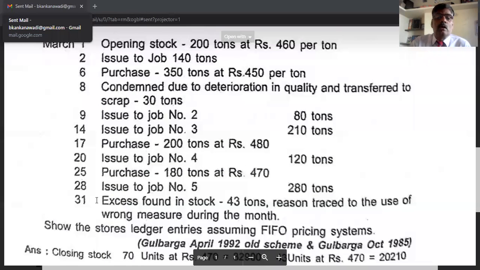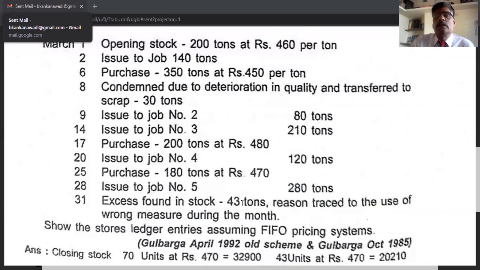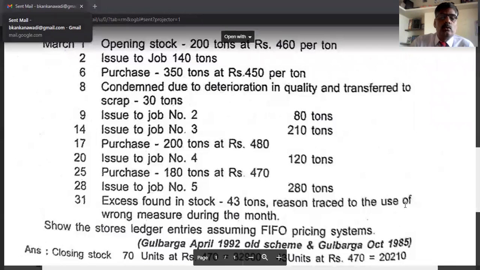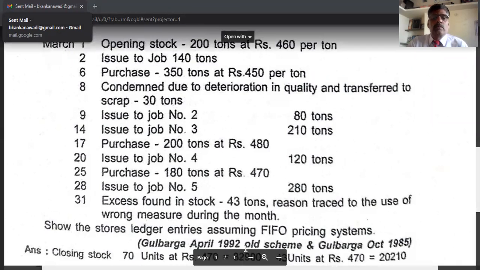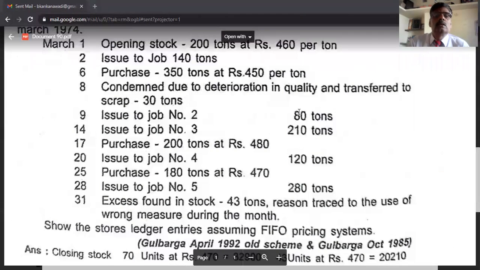Then excess found on 31st March, excess found 43 tons. Excess is receipt. You record in the receipt. Reason traced to the issue, use of wrong measurement. Due to wrong measurement, there is an excess of 43 tons. Therefore, you record in the receipt column. Shortage, issue column. Surplus, receipt column. Okay. I'll take this problem now. Open your book, you see the problem.